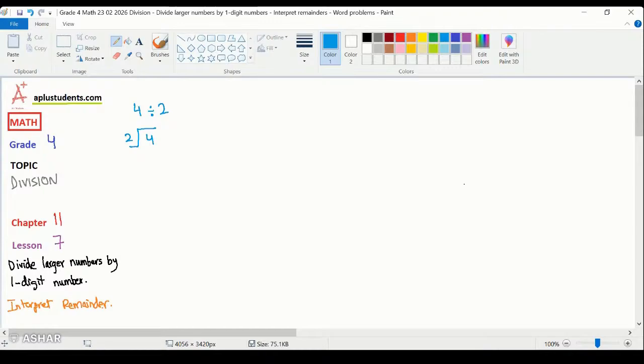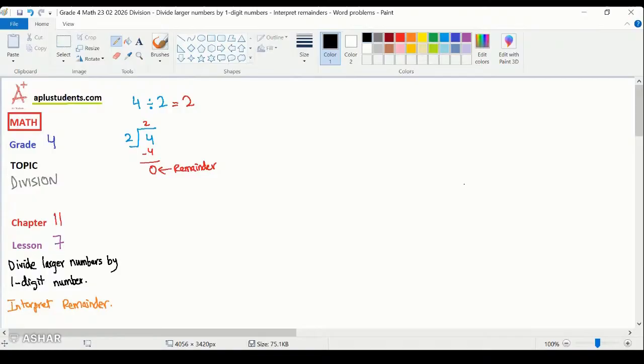we know that 2 times 2 is 4 and nothing is left over here. This is known as the remainder. That means 4 divided by 2 is 2. There is no remainder, perfectly divisible.